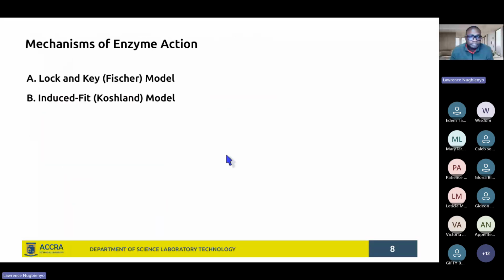Right. Now we can take a look at some mechanisms of action of enzymes. We take a look at two major mechanisms. The first is the lock and key model, which is also referred to as the Fisher mechanism. And the second is the induced fit model, also referred to as the Koshland mechanism or Koshland model.